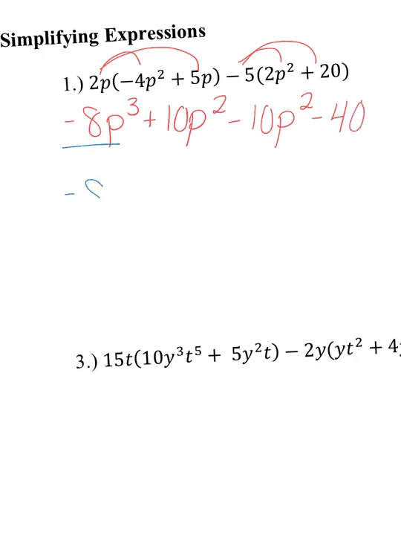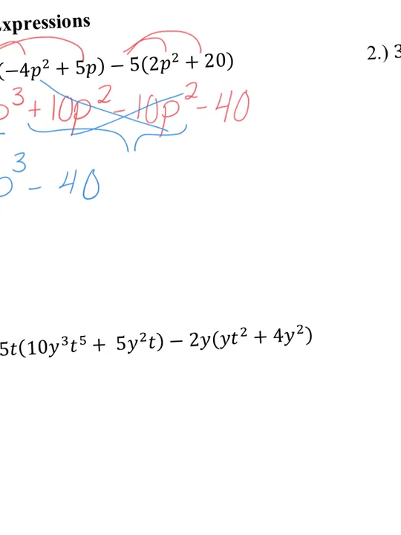Nothing combines with the negative 8p cubed, so I can go ahead and just write that down. But the p squares, oh, that's kind of fancy. Those are going to cancel out. And then I just have that negative 40 left over.